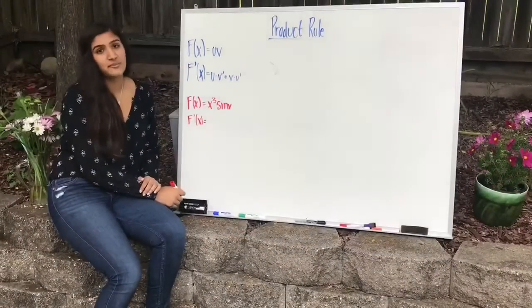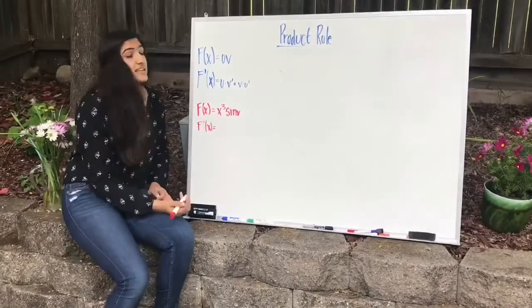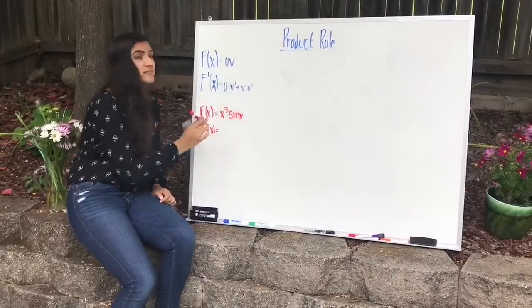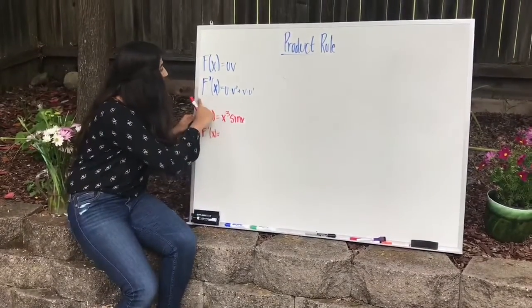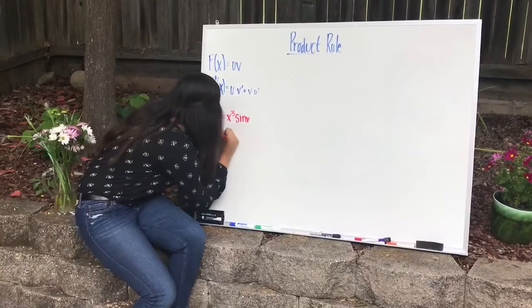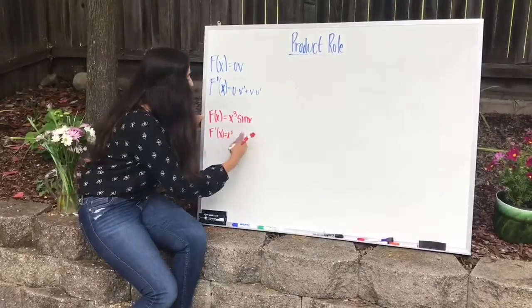Okay, so let's look at some examples. The first one here is f of x equals x cubed times sine x. In this case, x cubed can function as the u, and sine x can function as the v. Okay, so we see that this rule states that u times v prime. So we can look at x cubed as u, and the derivative of sine x, which is the v in this case, is cosine x.